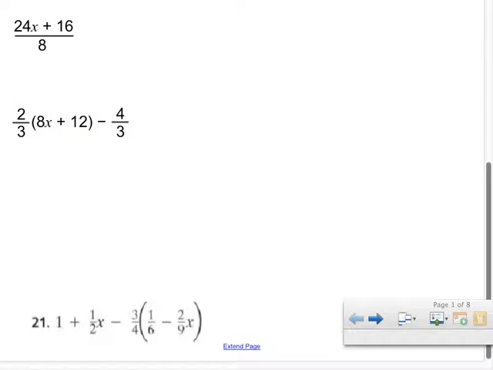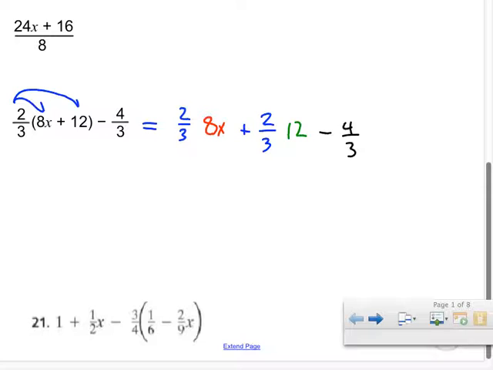Now, this one wants us to simplify. So first of all, we're going to do the distributive property. That goes here, right? So if I distribute that, I have 2/3, and I need to multiply that to my first term, which is going to be 8x. Okay, but then I also need to multiply it to my second term, which is going to be 12. But hold on a second. I still have this minus 4/3 I've got to deal with.